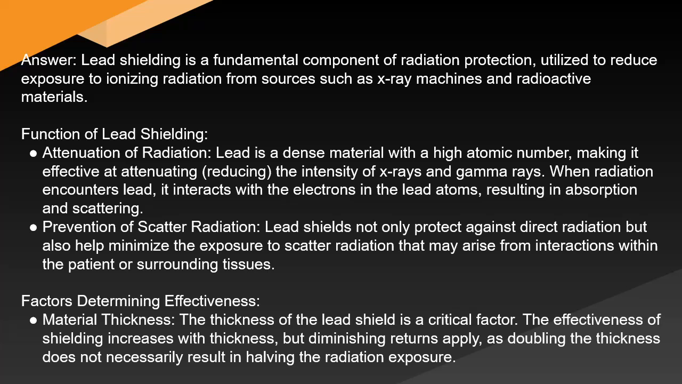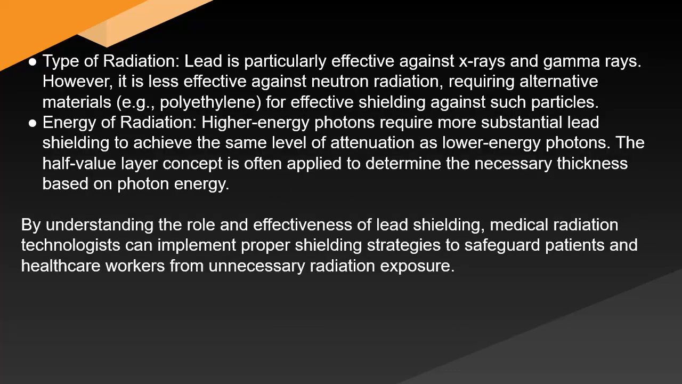Factors determining effectiveness. Material thickness. The thickness of the lead shield is a critical factor. The effectiveness of shielding increases with thickness, but diminishing returns apply, as doubling the thickness does not necessarily result in halving the radiation exposure. Type of radiation. Lead is particularly effective against X-rays and gamma rays. However, it is less effective against neutron radiation, requiring alternative materials, e.g. polyethylene, for effective shielding against such particles.